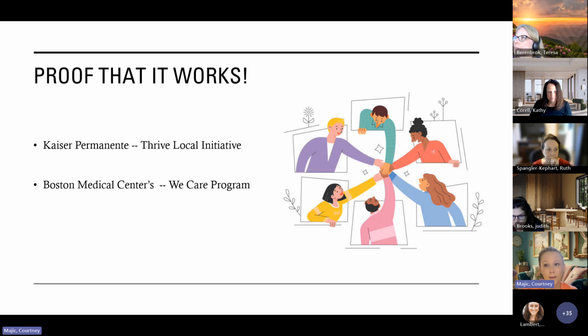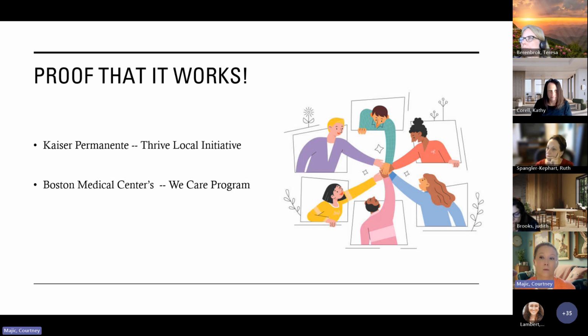Kaiser Permanente's program assesses a patient's physical, mental, and social conditions and then matches them to related needs for the appropriate services available in that community.